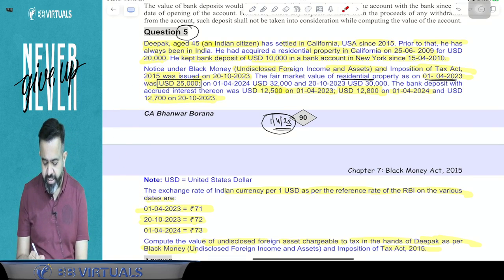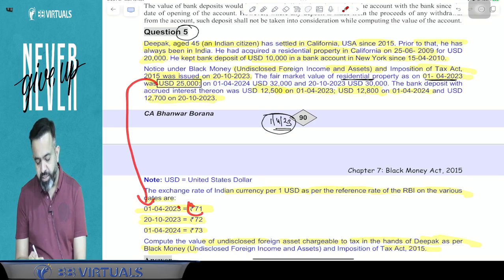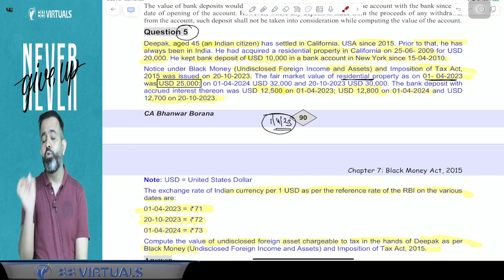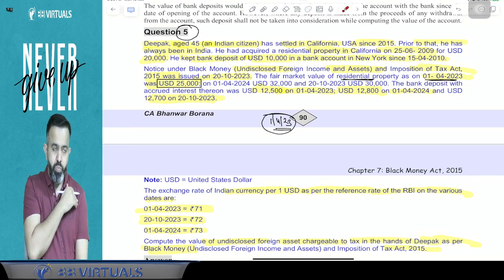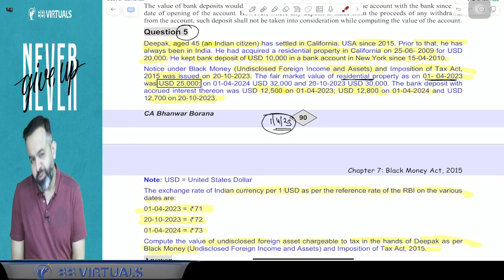So on the valuation date, that reference rate is 71. So we will multiply $25,000 by 71. That will be the value of the residential property. But now the question is the bank account.